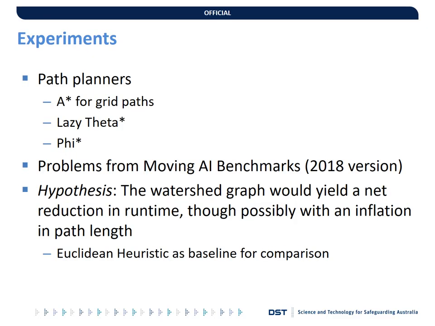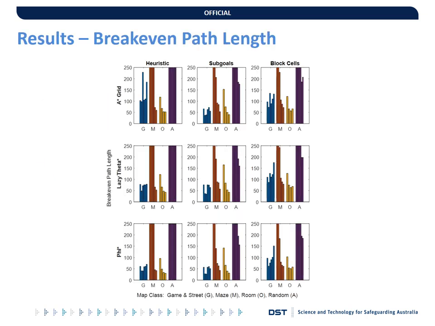I tested each application using 3 path planners: A* for grid paths, Lazy Theta Star, and Phi Star. The tests were run on the Moving AI Benchmarks 2018 version, covering game and street maps, maze maps, room maps, and random maps. The hypothesis was that the watershed graph would yield a net reduction in runtime, though possibly with an inflation in path length. The baseline for comparison was path planning under the Euclidean heuristic.